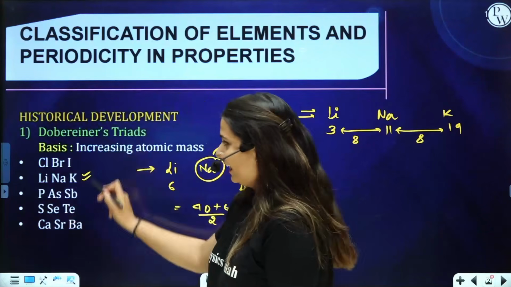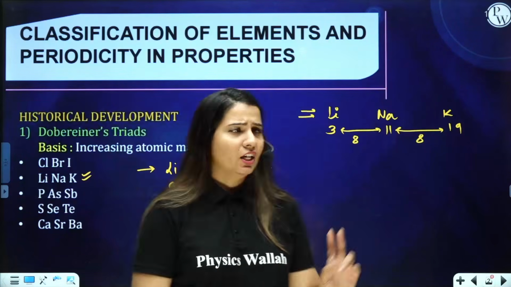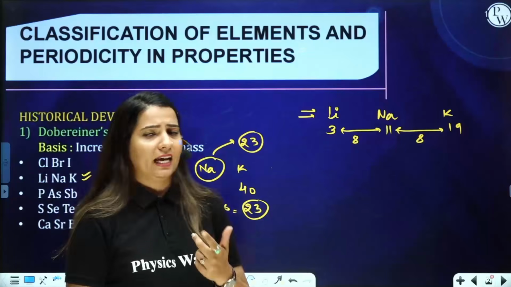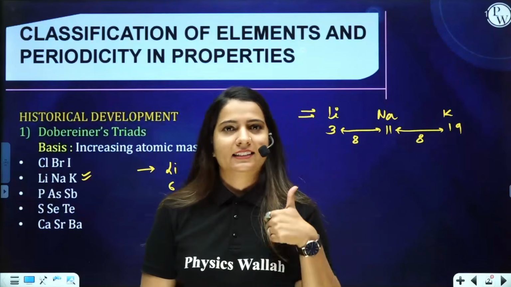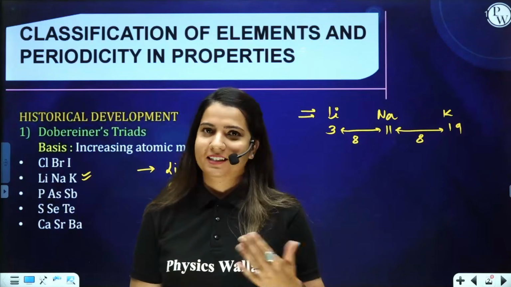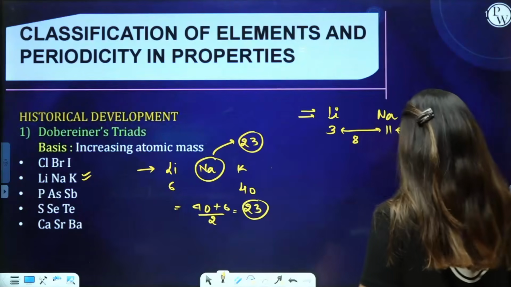So these are the examples. Just remember these two methods, how you can calculate or how you can identify. That's it. Dobereiner triads is done. Let's move towards the next model.